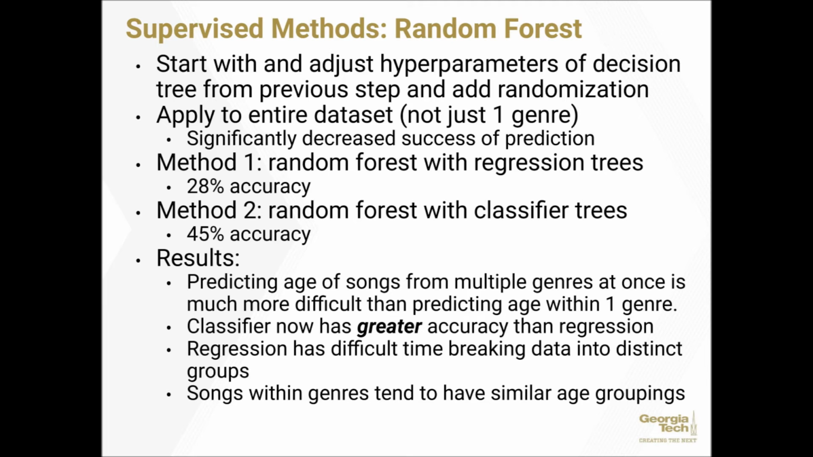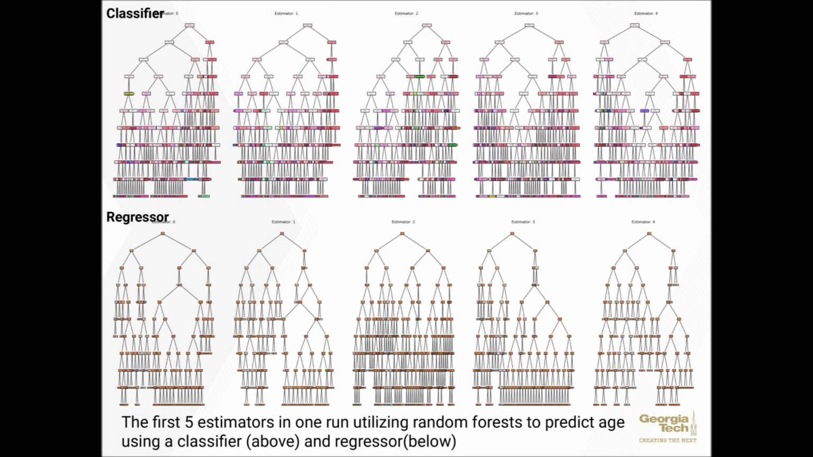We found that the classifier now had greater accuracy than the regression. This is most likely because the regression has a difficult time breaking data into distinct groups. This is an important process because songs within each genre tend to have similar age groupings. Here are depictions of each method, showing the first 5 estimators in the random forest.